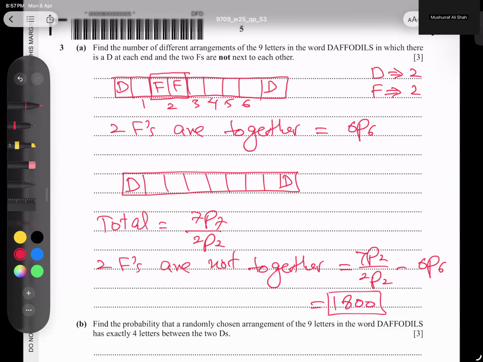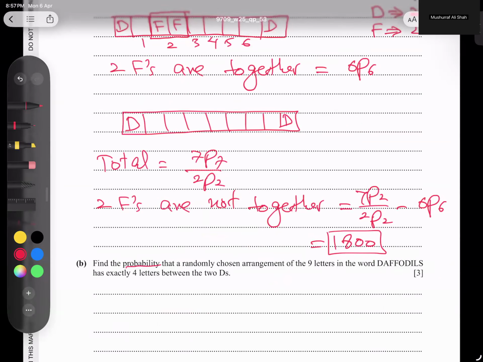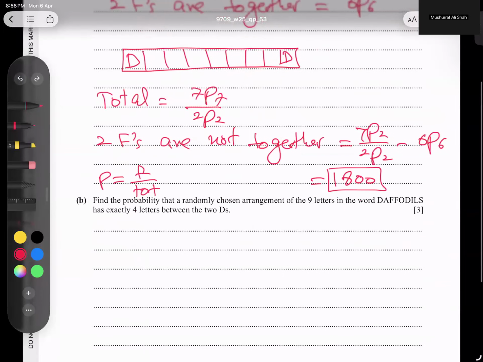And now, students, we can talk about the next part, which says find the probability. And probability, you know it very well, is favorable outcomes by total outcomes. This is very clear. So what is favorable? Arrange the 9 letters of the word daffodils so there are exactly 4 letters between the two D's. So let's say start with D, 4 empty spaces, then again D. So we have 2 D's and 4 other letters in the middle.